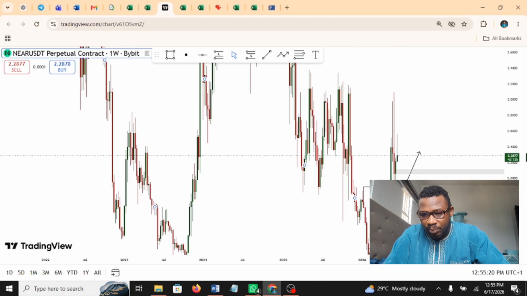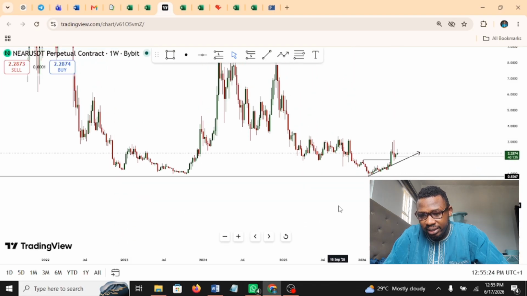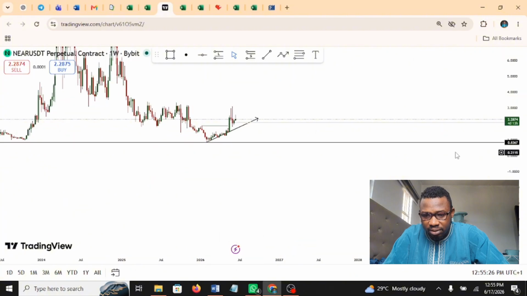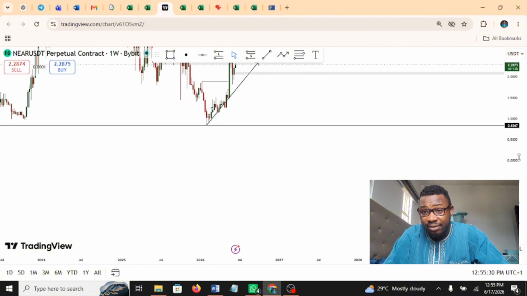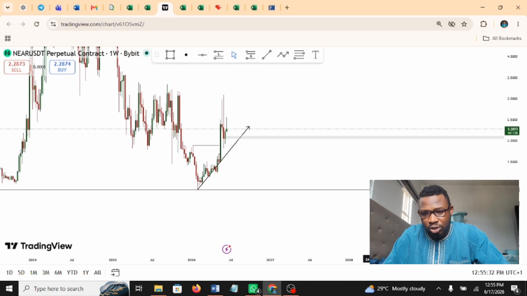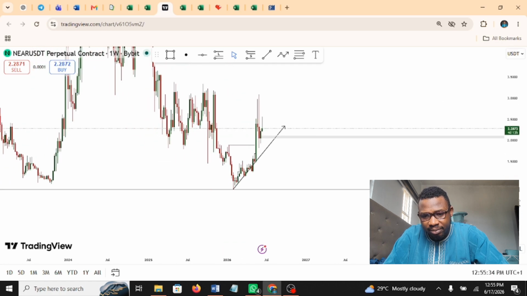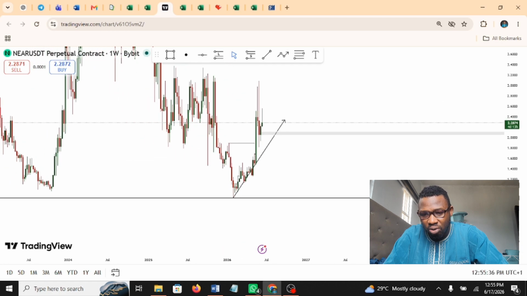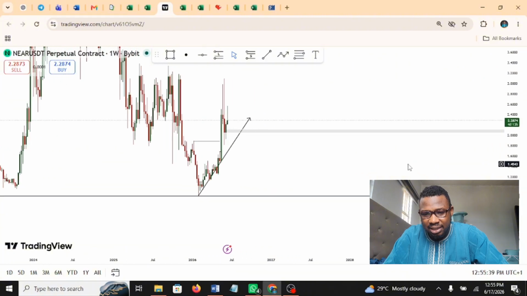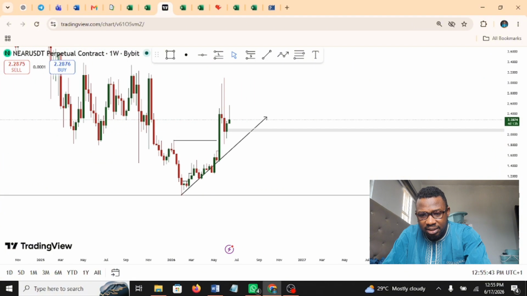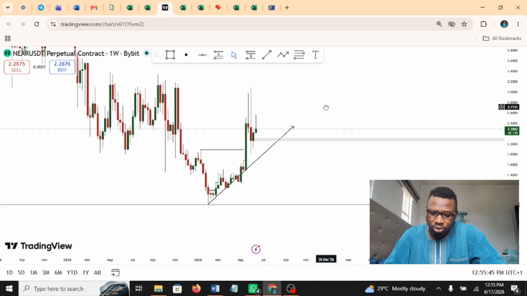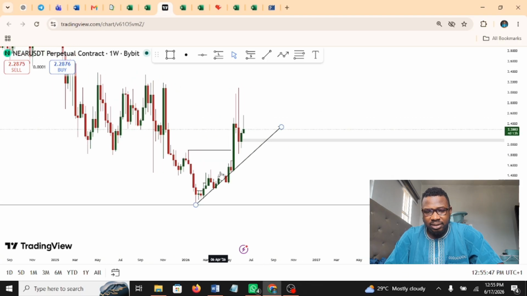All right, guys. Now here on the weekly time frame, I told you guys you need to spend more time on the higher time frame analyzing the market, because when you do, you understand the context. You understand what is happening. Now here on the weekly time frame, we see that price just broke structure to the upside. This is the most recent break of structure to the upside.